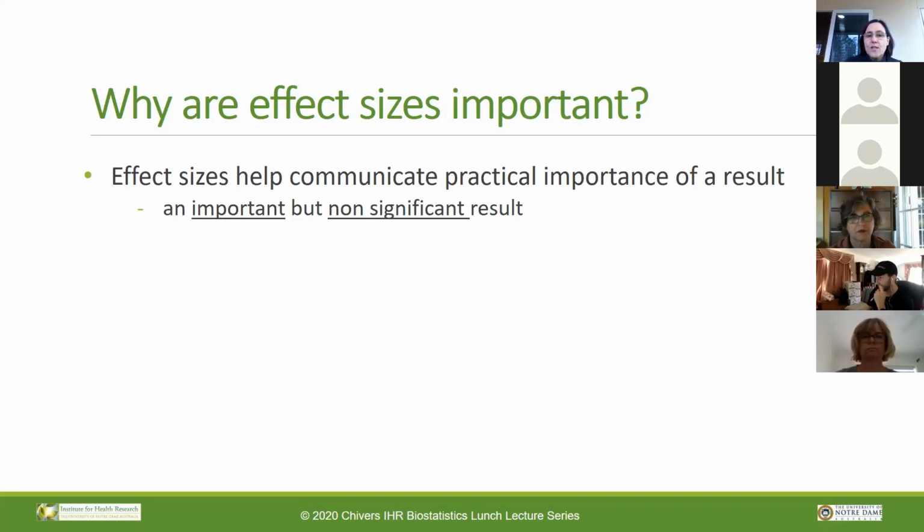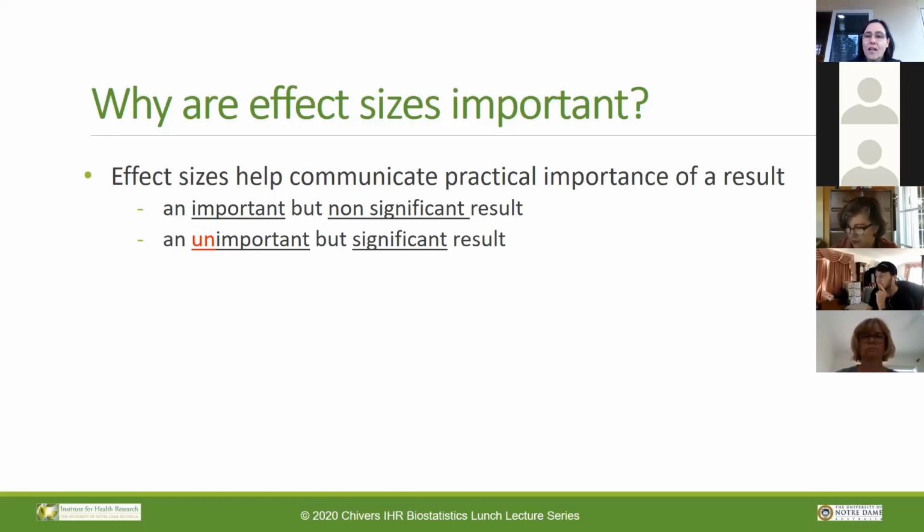So an effect size will help you uncover something that maybe is really important but didn't reach statistical significance, and that might be because it was underpowered, new field, or you didn't have enough of the clinical population to be powered to detect a difference. But it also indicates where you might have an unimportant result even though you've reached statistical significance. Okay, and that's probably a really important thing.